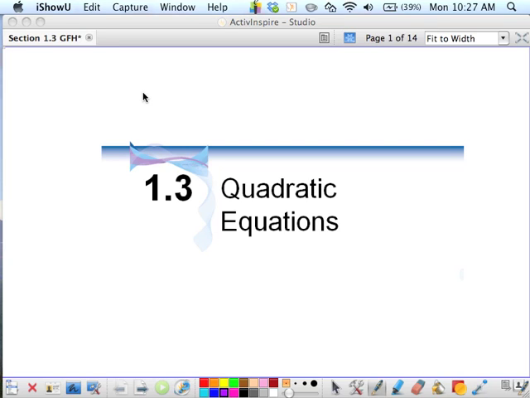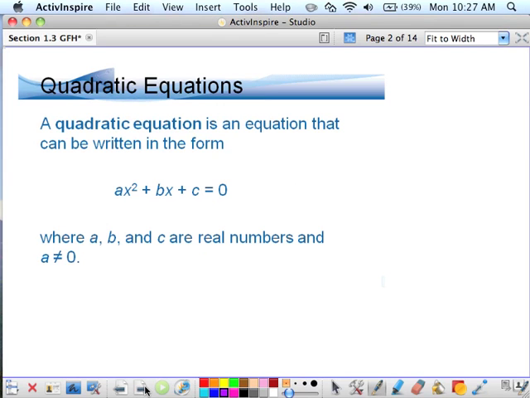So before we can solve quadratic equations, we first need to make sure that we all understand what I mean when I say quadratic equation. A quadratic equation is an equation that can be written in the form ax squared plus bx plus c equals 0, where a, b, and c are real numbers, but a cannot equal 0.